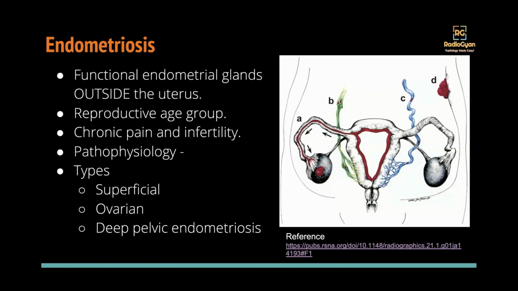Okay, coming to the pathophysiology, there are multiple theories, but the most commonly accepted theory is that of spread via retrograde flow during the menstrual cycle. What happens is that while there is menstrual bleeding, some of it gets disseminated in the peritoneum, some of it can get deposited in the ovary and other adjacent structures.